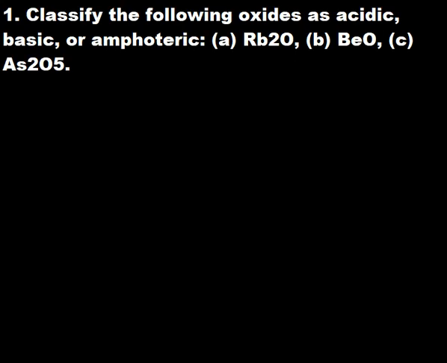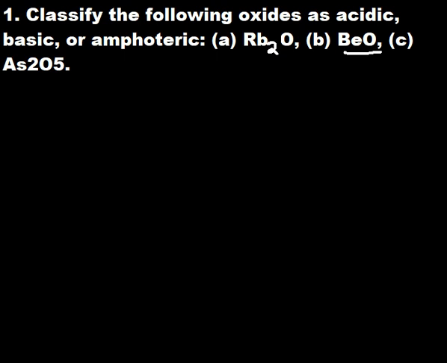Now let's have this question: classify the following oxides as acidic, basic, or amphoteric. Let's have the first case, and by the way, the stoichiometry has to be a subscript. So we have rubidium oxide. Rubidium is a group 1 element, which is an alkali metal. So therefore this is a basic oxide.